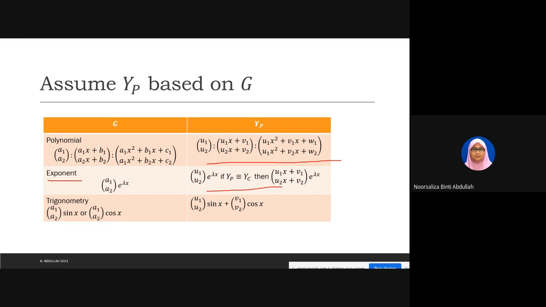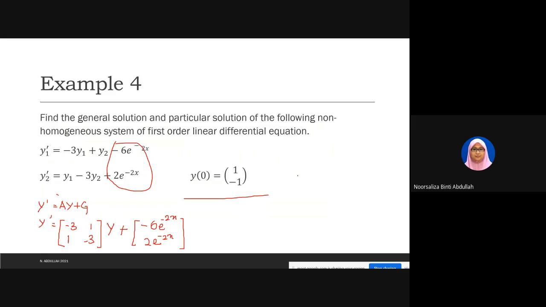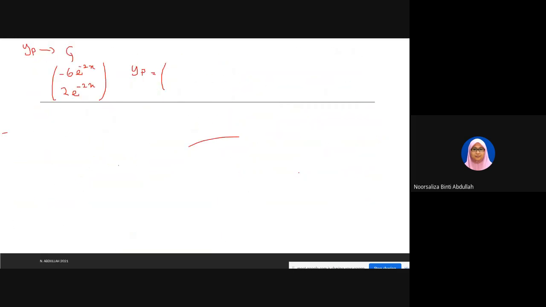It's more complicated compared to the chapter 2 topic. In chapter 2 you just times X. Now you have to times X plus V1. So YP will be U1, U2, exponent minus 2x.